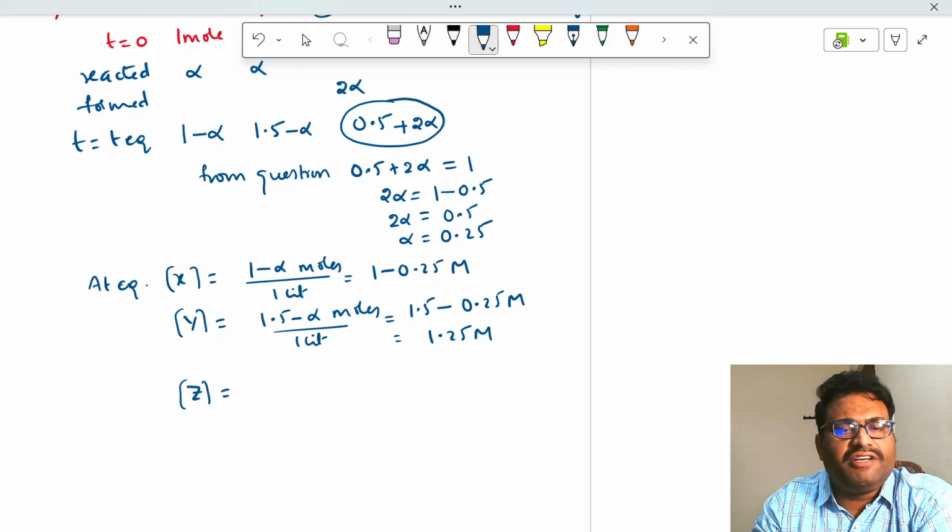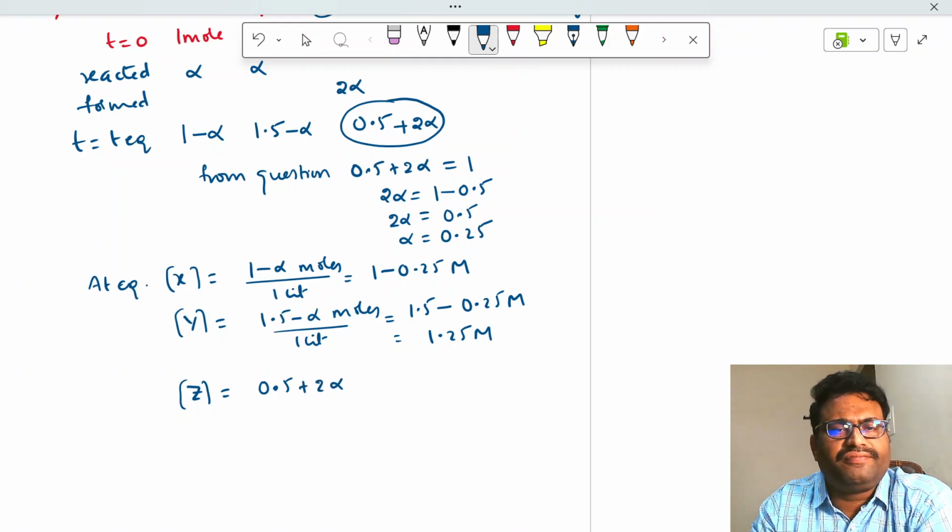Concentration of Z is equal to how much? 0.5 plus 2 alpha. Okay, already given it as 1. It is 1 molar. 1 mole per 1 liter, that is equal to 1 molar.